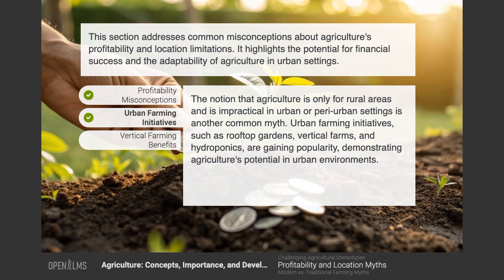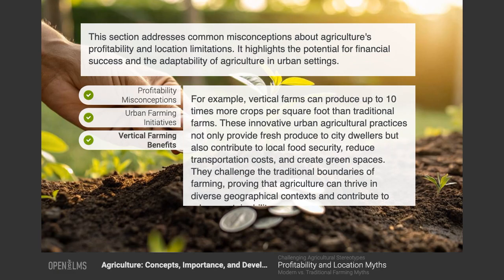The notion that agriculture is only for rural areas and is impractical in urban or peri-urban settings is another common myth. Urban farming initiatives, such as rooftop gardens, vertical farms, and hydroponics, are gaining popularity, demonstrating agriculture's potential in urban environments. For example, vertical farms can produce up to 10 times more crops per square foot than traditional farms.